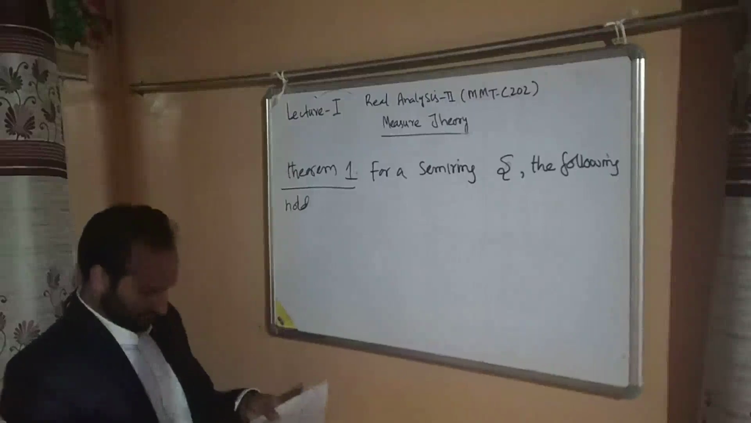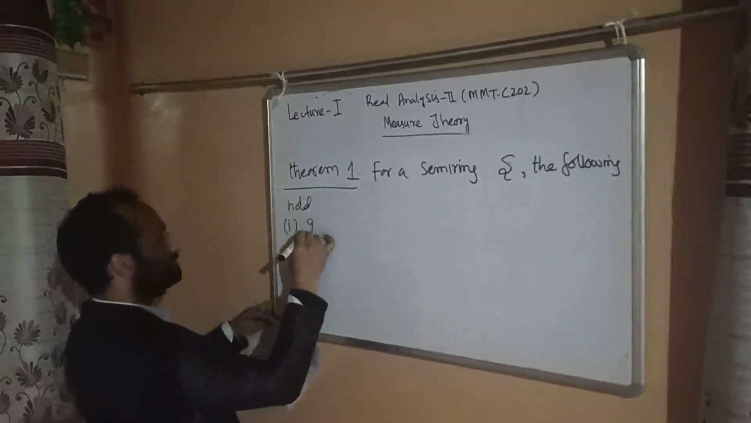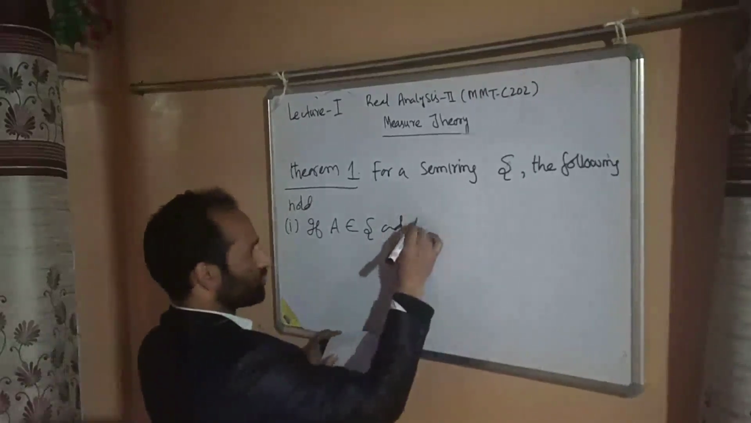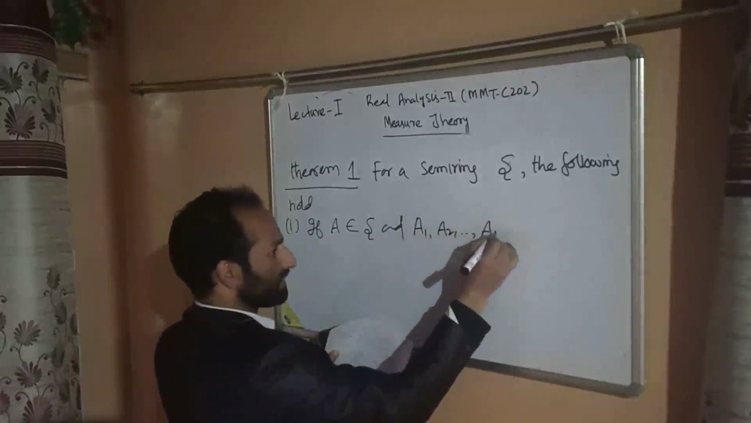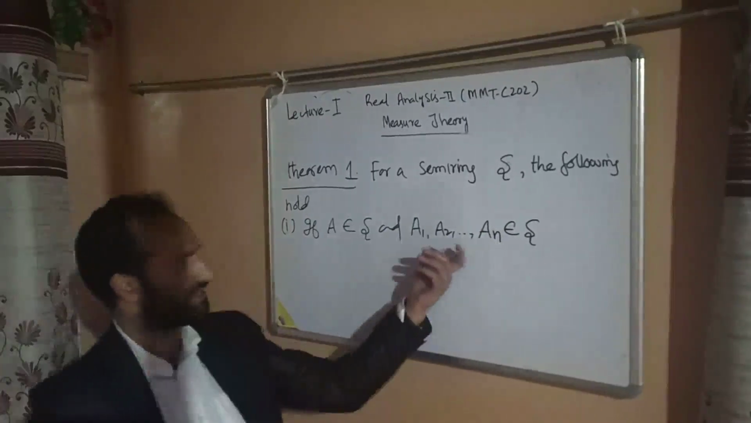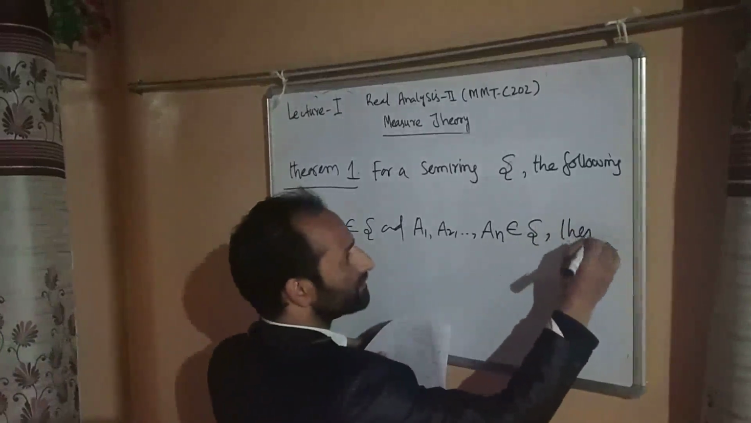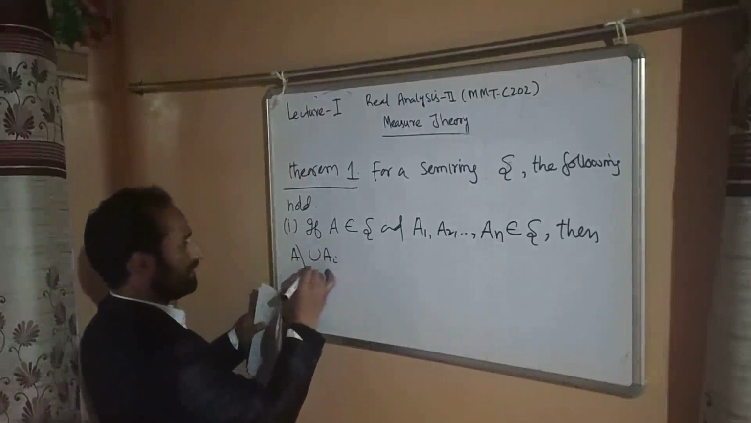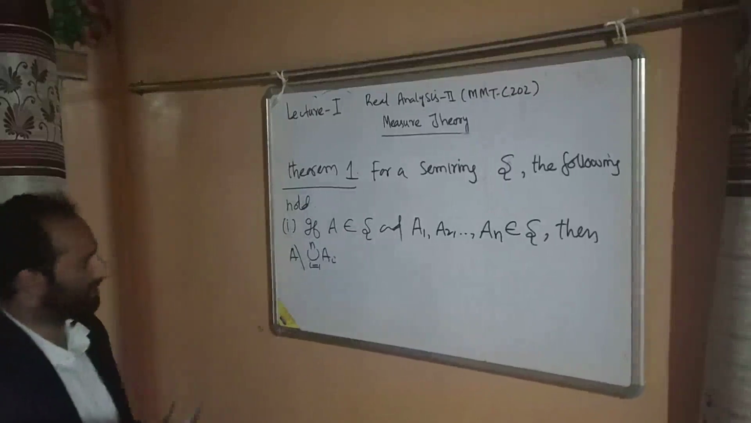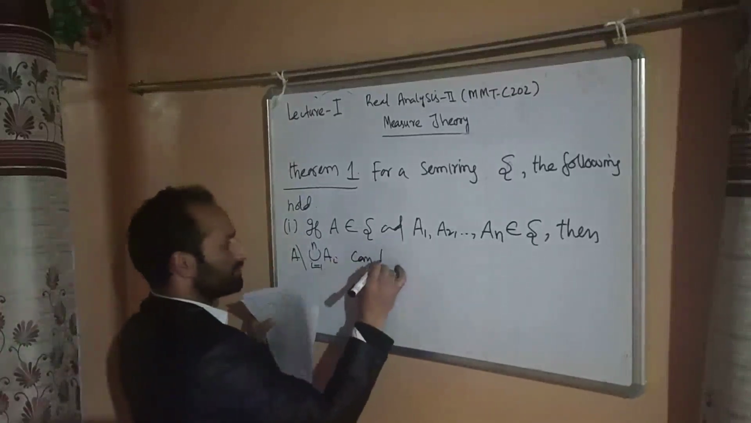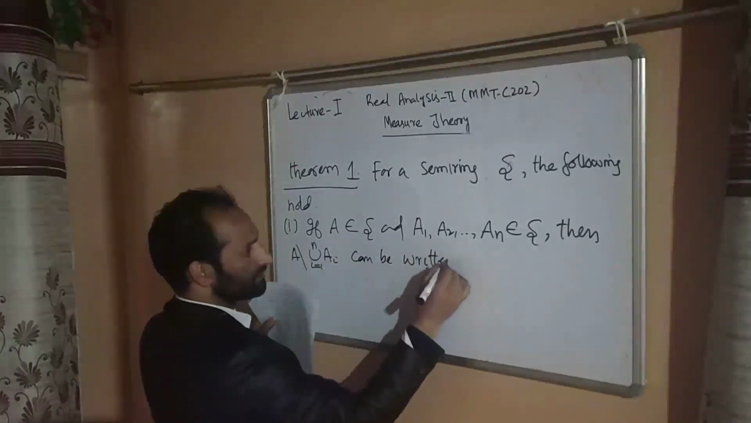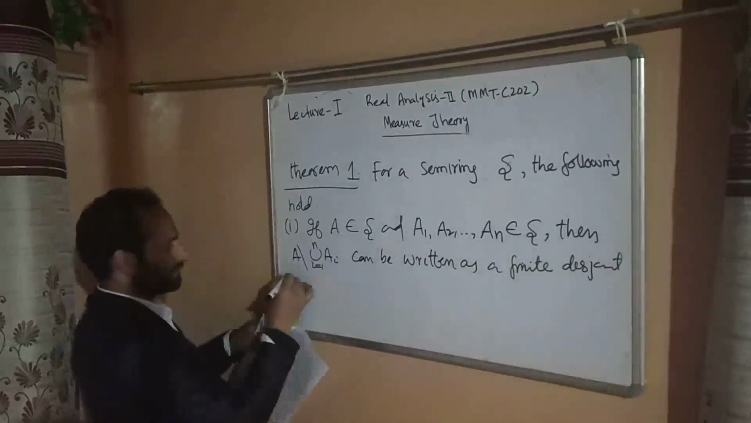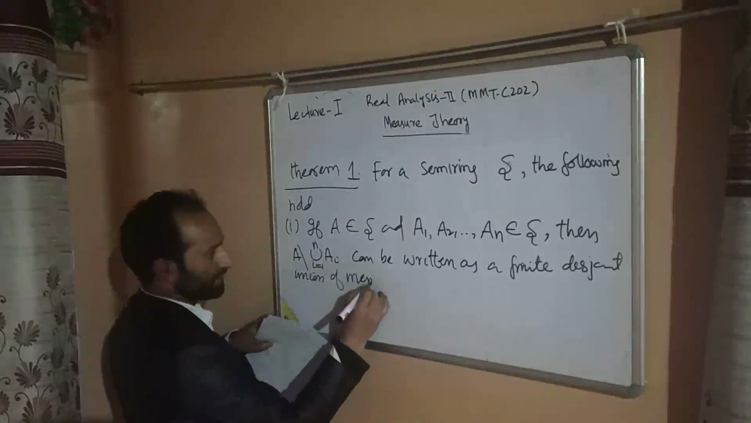The first property is: if A is a member of S and A1, A2 up to An are also members of S, okay, A is a member of S and these n sets are also members of S, then this set difference A minus the union of A_i, i runs from 1 to n, can be written as a finite disjoint union of members of S.